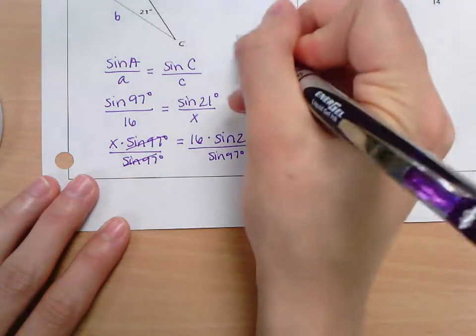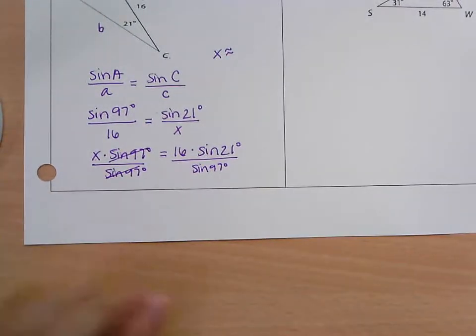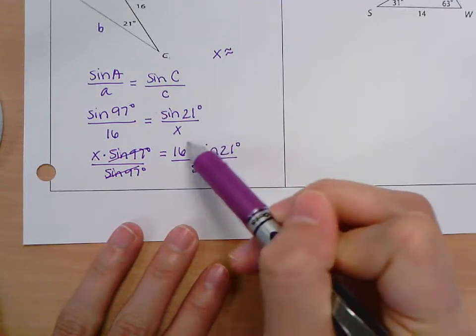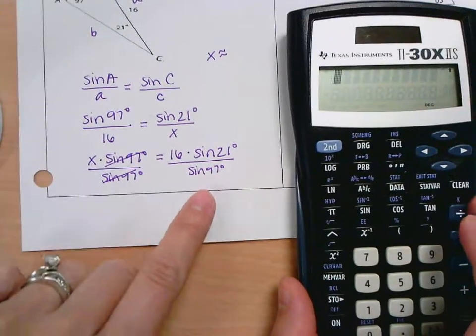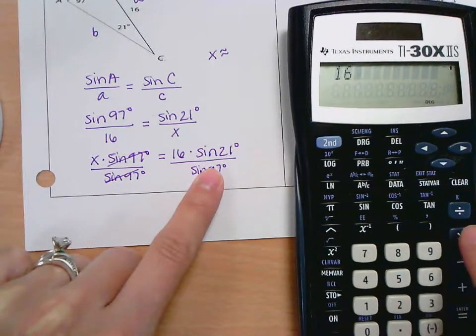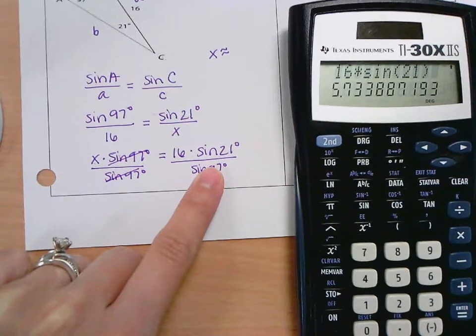So like I said, I'm going to write my answer up here. X is approximately. I type this whole thing in. Okay, so I would type in 16 times sine of 21, and then I can hit enter.